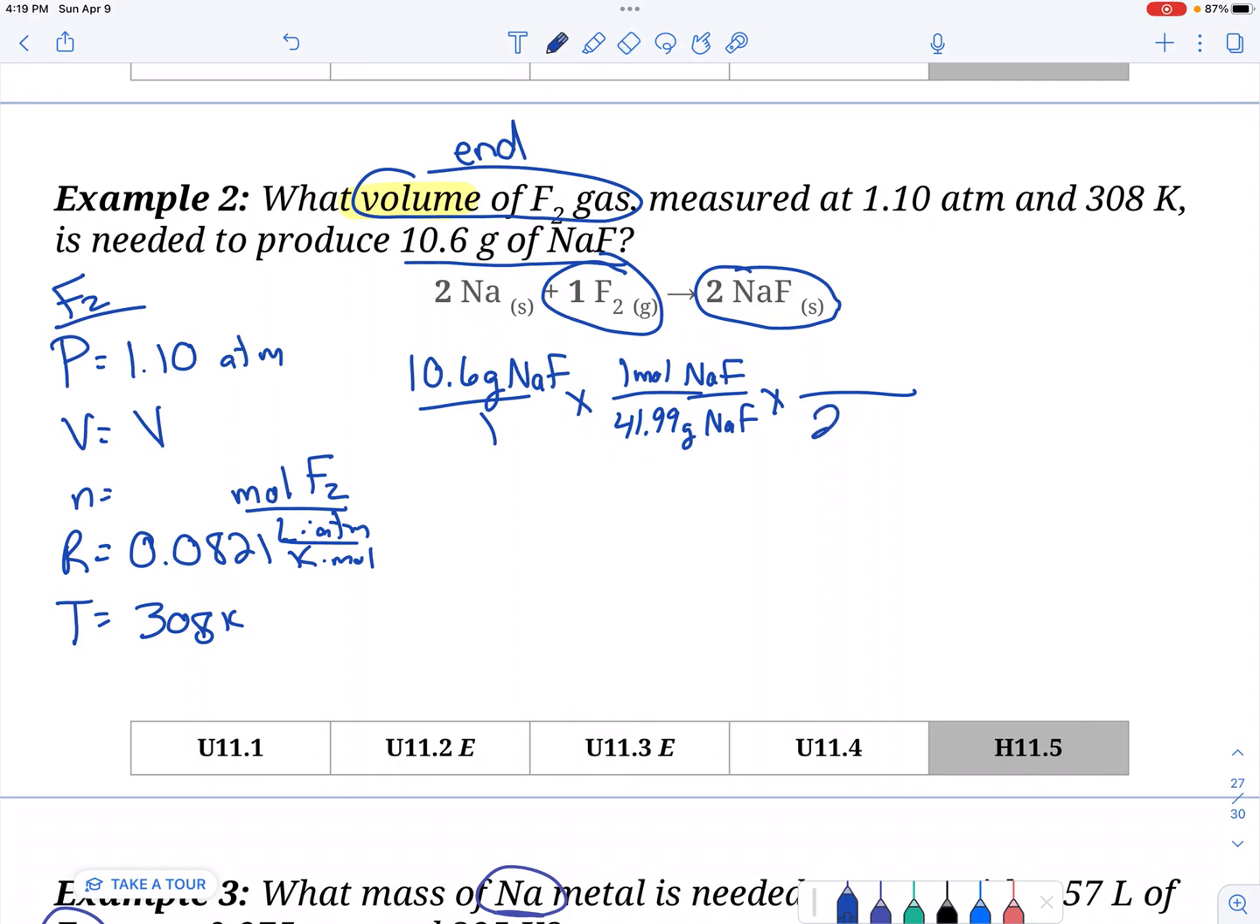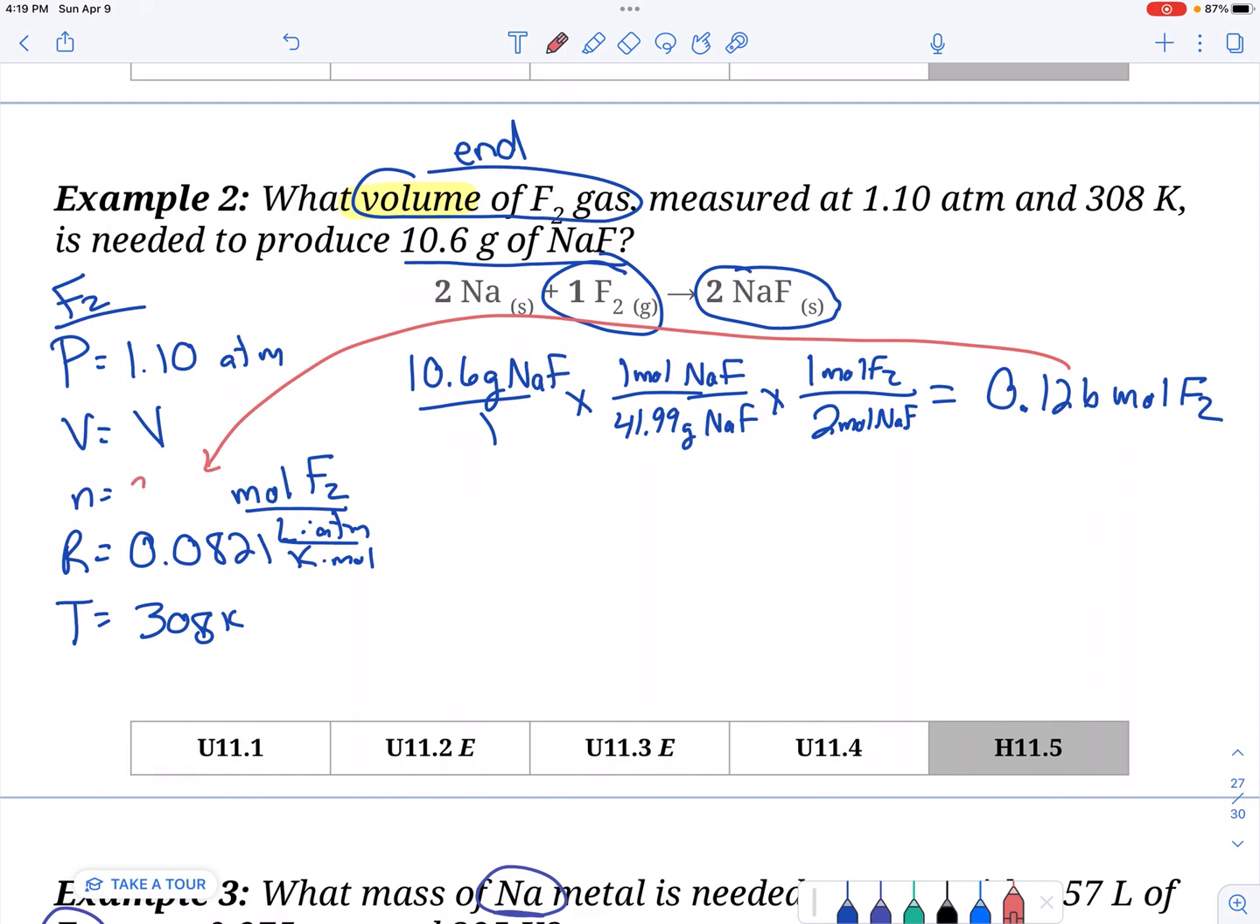For every 2 moles of NaF, 1 mole of F2. And then I get my answer, which is for the number of moles of F2, 0.126 moles of F2. The reason I did that was so I could put that in the ideal gas law. So that goes in. Then now I can solve the ideal gas law for volume.